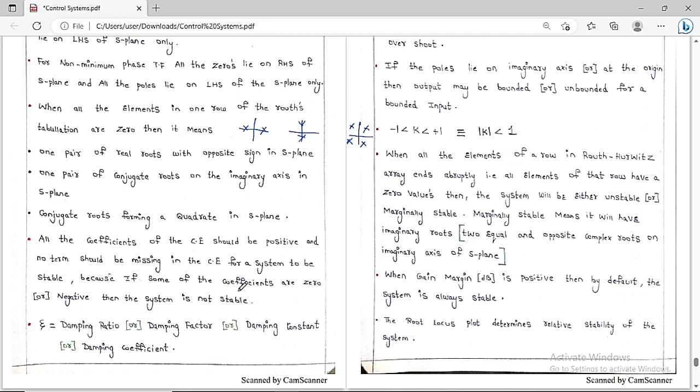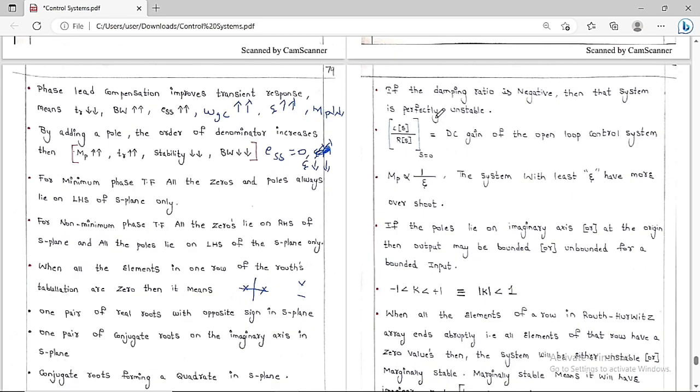So listen carefully. If zeta is equal to 0, it is called the undamped system. If zeta lies from 0 to 1, it is called the underdamped system. If zeta is equal to 1, it is called the critically damped system. And if zeta is greater than 1, it is called the overdamped system. These things always you have to keep in your mind.